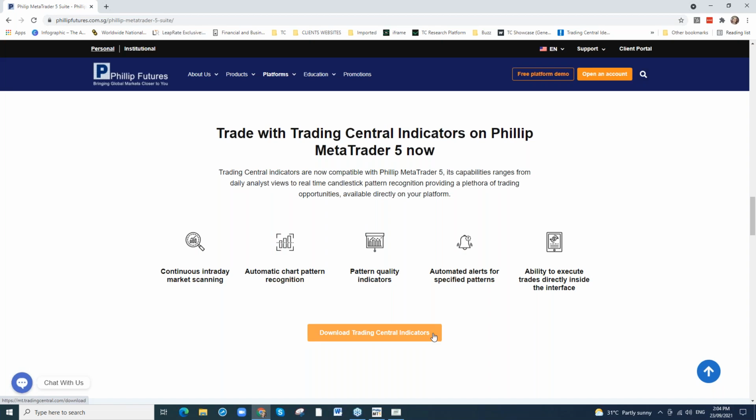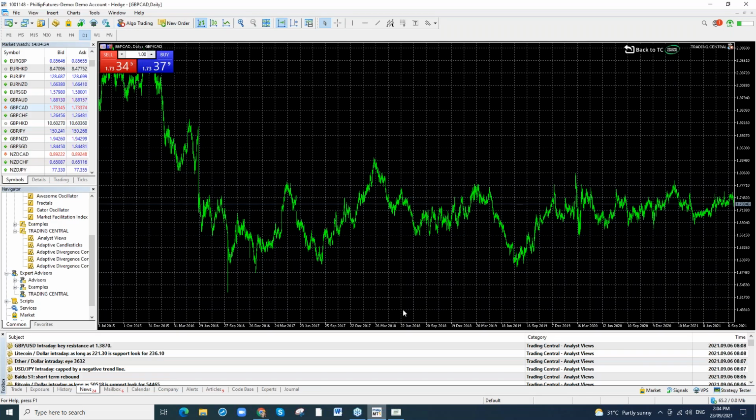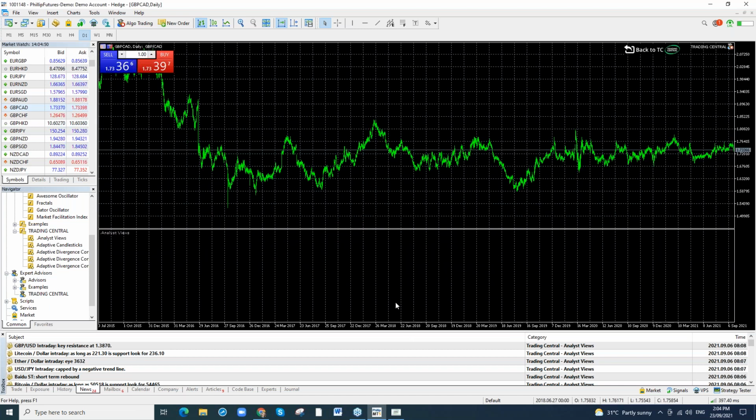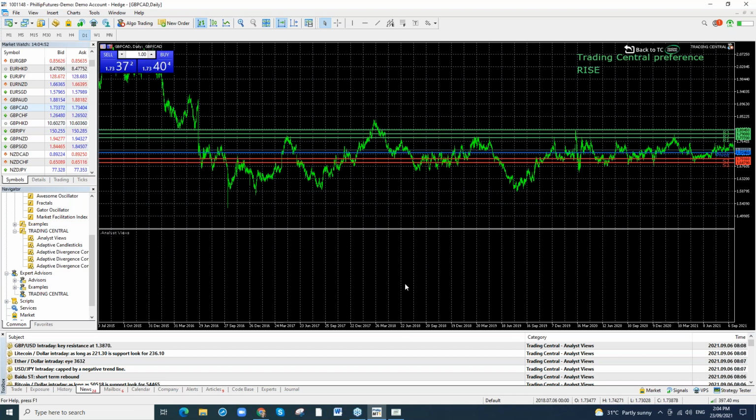You're going to have a quick setup where you need to download the plugin, and then once you open the Philip Futures MT5 platform, you will get our plugin, which appears as indicators and expert advisors. So now I'm going to just show you the indicators. Under Trading Central, you can have a couple of indicators. The most popular one is the analyst views. You just need to drag and drop it on the chart. Click OK, of course, and you will see our indicator.